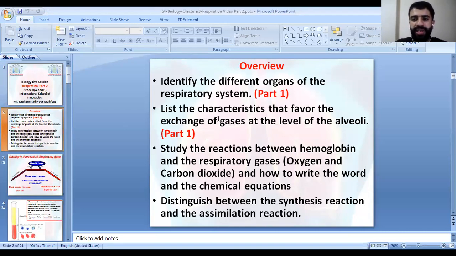Now, in this video, we're going to study the reactions between hemoglobin and the respiratory gases, which are oxygen and carbon dioxide, and how to write the word equation and the chemical one. Also, we will distinguish between the synthesis reaction and the assimilation reaction.